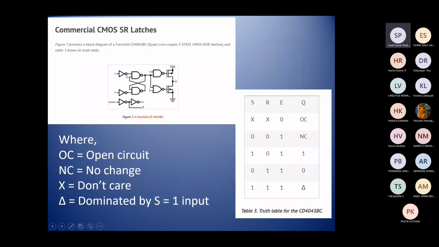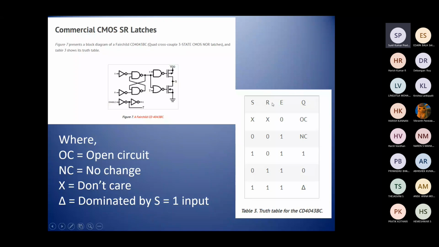So this is our PMOS and NMOS. If you can see here, we have these two NAND gates here, and these outputs are cross-linked with each other. It's a NOT gate, and this is our NAND and NOR gate. So this is the block diagram of CMOS SR latches. If the question asks you to draw the commercial CMOS SR latches, then you have to draw it like this. And what is the truth table of this CMOS SR latch?